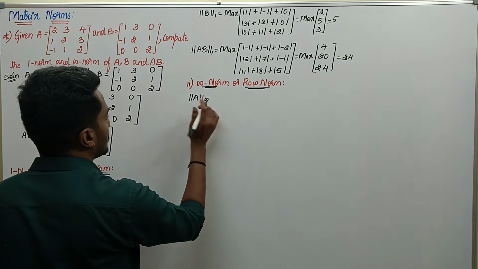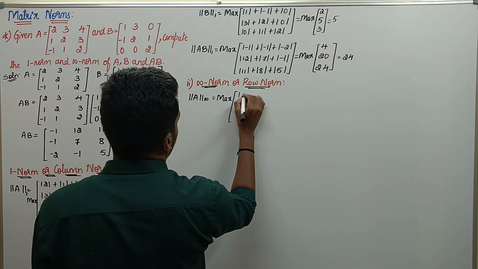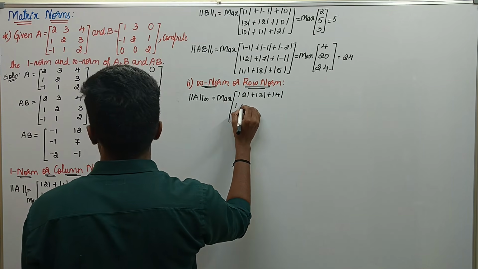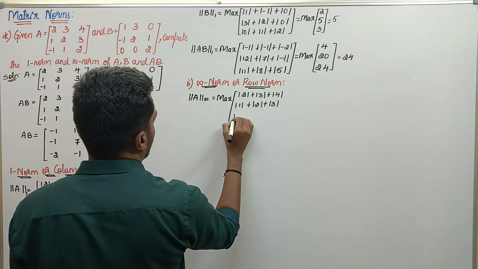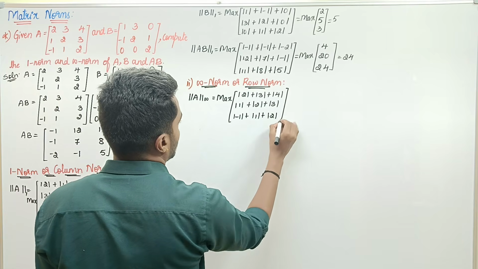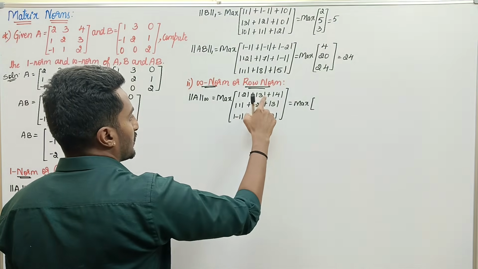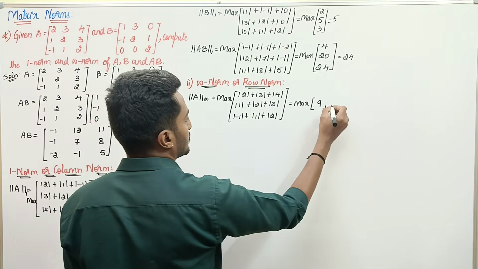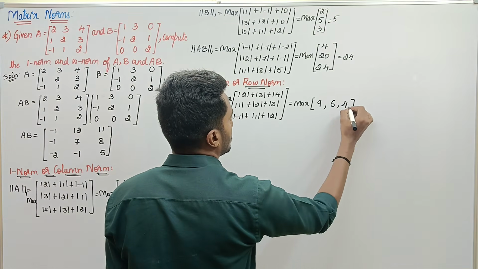Now norm A infinity is equal to the maximum of the matrix, adding row wise: modulus 2 plus modulus 3 plus modulus 4. Next we have modulus 1 plus modulus 2 plus modulus 3. Next modulus minus 1, modulus 1 plus modulus 2, which will be equal to the maximum of the row wise sums: 2 plus 3, 5, 5 plus 4, 9, comma, 1 plus 2, 3, 3 plus 3, 6. Next 1 plus 1, 2, 2 plus 2, 4. The maximum is 9.